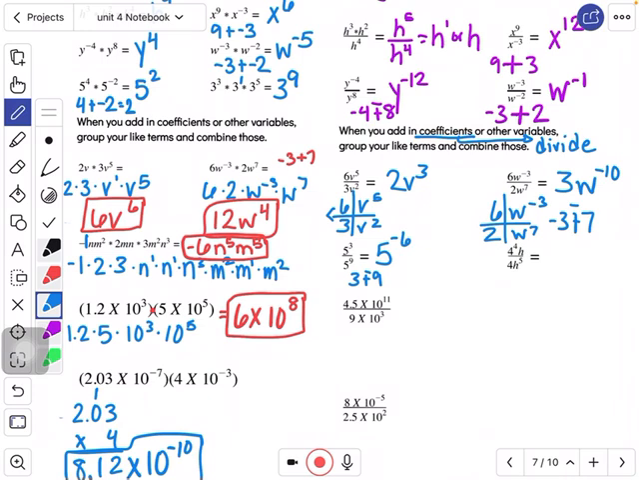Here, because this 4 has an exponent of 4, I would split it up and count it as a base. So 4 to the 4th divided by 4 to the 1st. So that's 4 to the 3rd, 4 minus 1. And then h to the 1 minus 5. So that's negative 4.